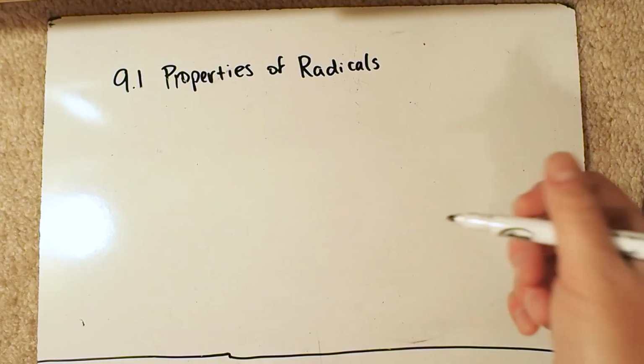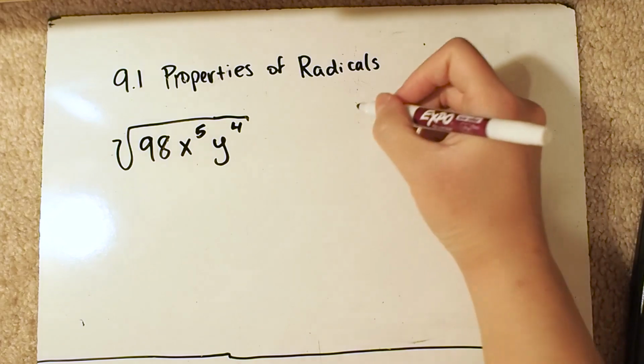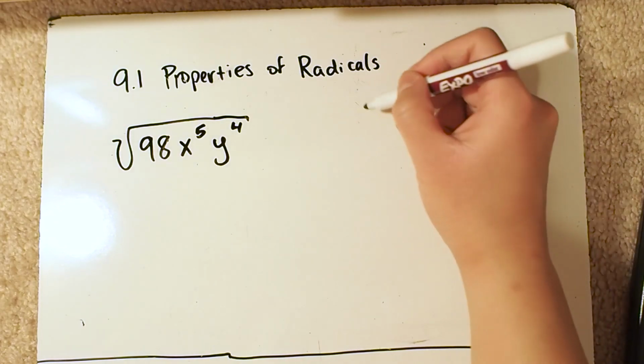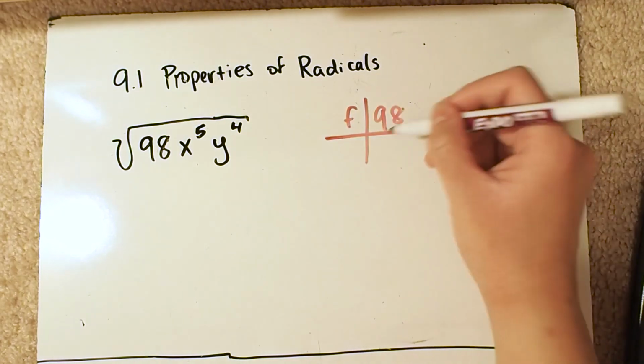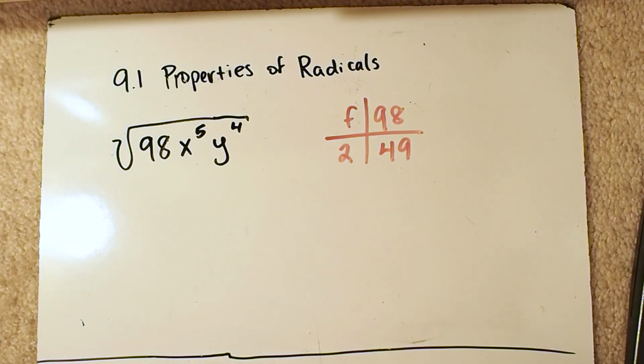Just to review, let's do another one. The square root of 98 times x to the 5th times y to the 4th. Okay, let's go back to condition 1. There can't be any perfect squares inside of the radical. So I'm going to take 98 over here. I'm going to do my factor chart. Right away, I see if I divide it by 2, I get 49 on the inside. So let's just rewrite that.